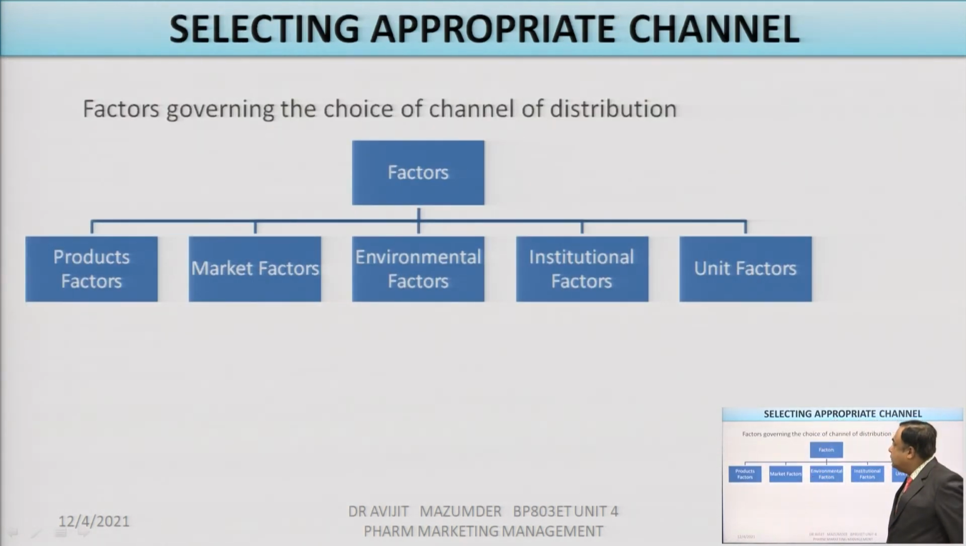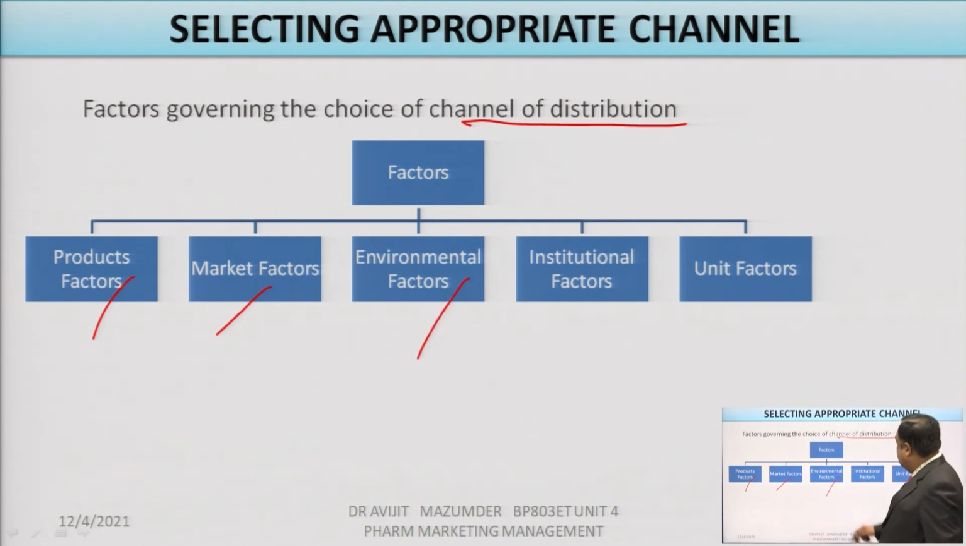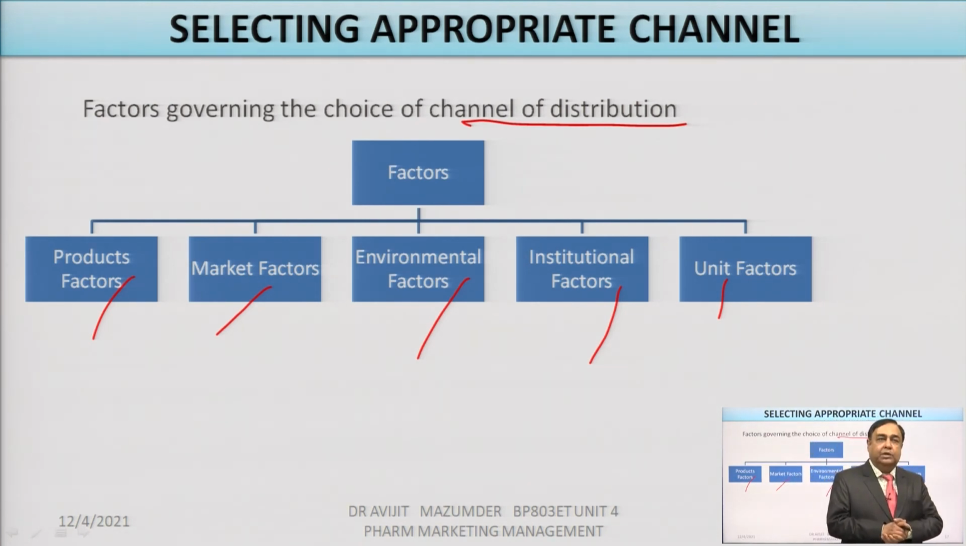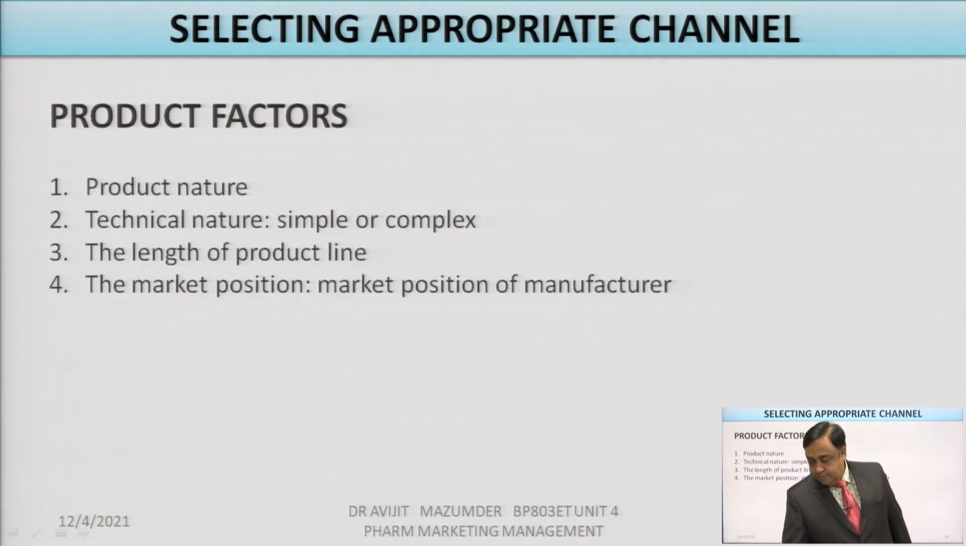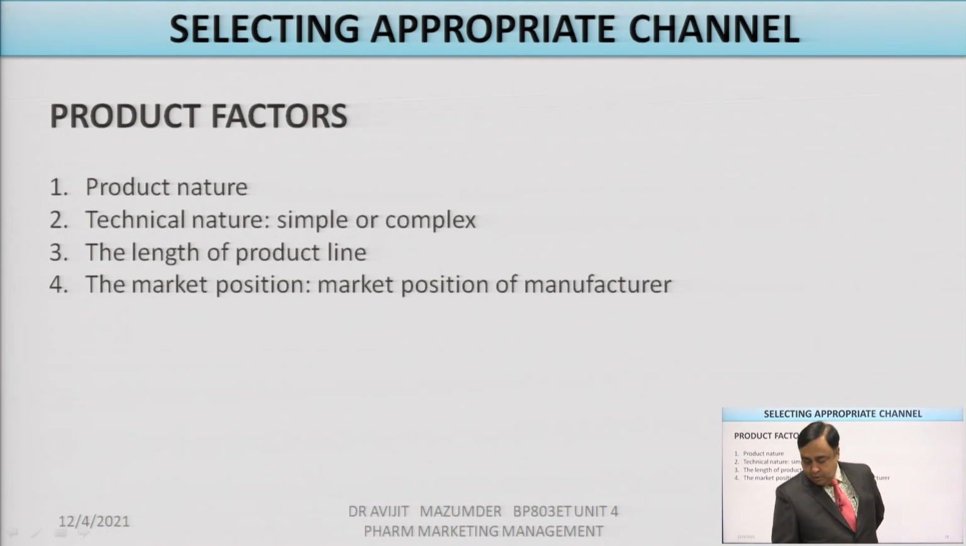Now, let us see what the factors are which affect the selection of a channel. The factors are product, market factors, environmental factors, institutional factors, and unit factors. These are the basic factors which influence the selection of an appropriate channel. Product nature: whether the product is simple or complex, that is, the technical nature of the product, the length of the product line, how many products there are, and the market position or reputation of the manufacturers. All these come under product features.